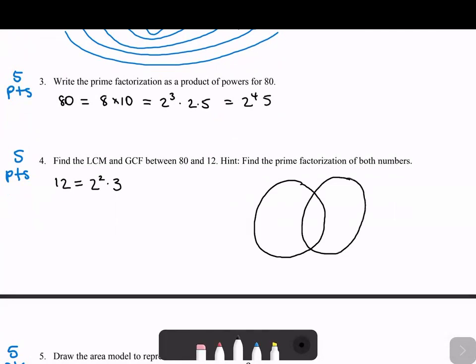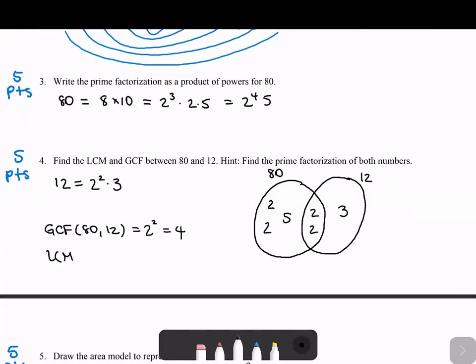So we have this Venn diagram. We have factors of 80 on one side and 12 on the other side. What do they have in common? Well, they both have 2 2s, and then 12 has a 3, and then 80 has 2 more 2s and a 5. Remember that whatever's in the intersection is the GCF. So the GCF of 80 and 12 is 2 squared, which is 4.